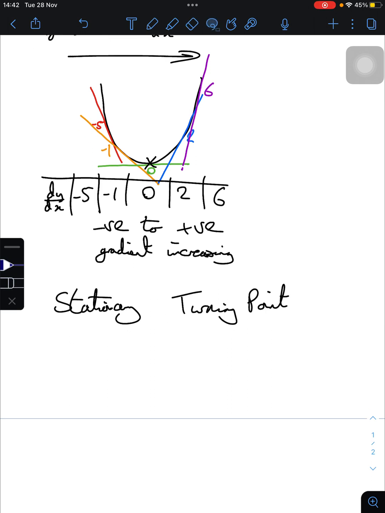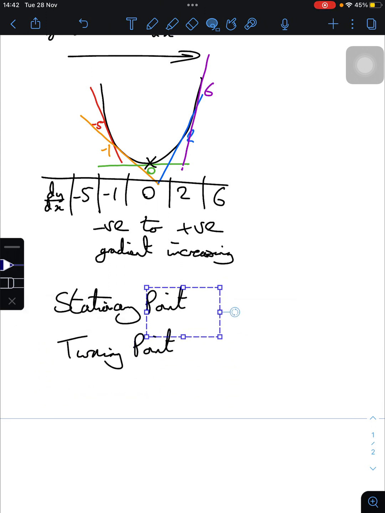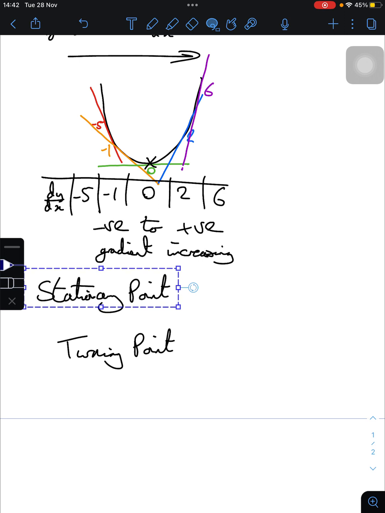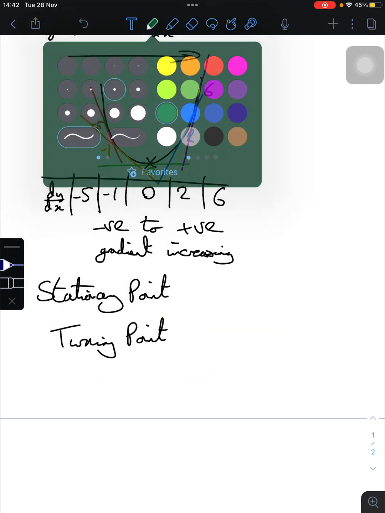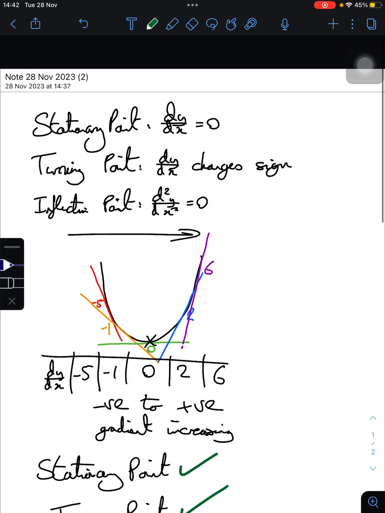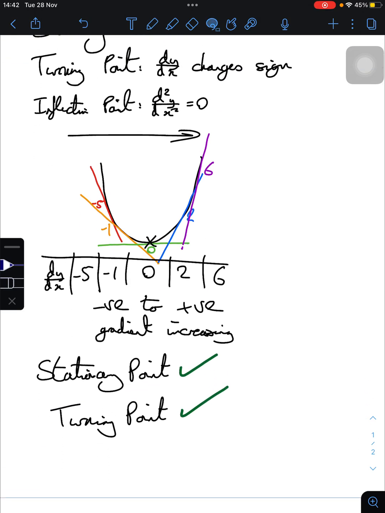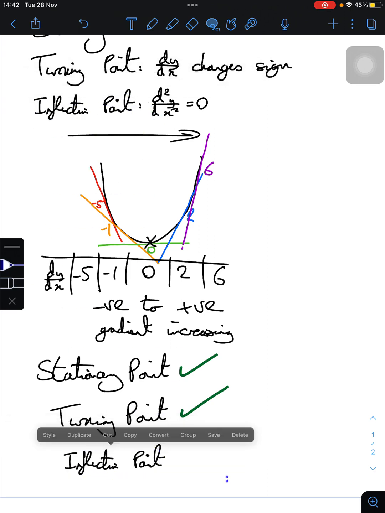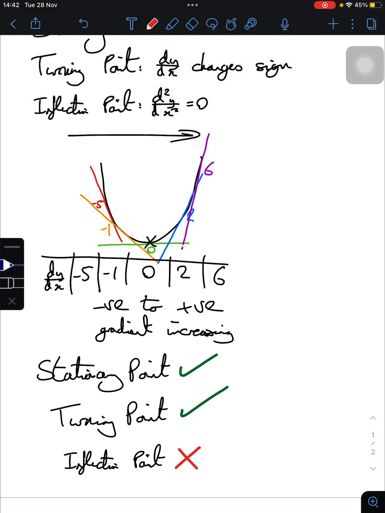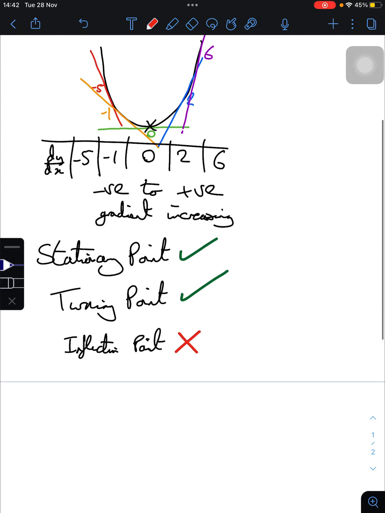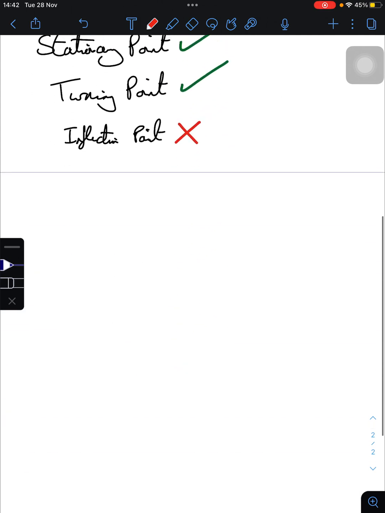Maybe it'd be best if we write them down one after the other. Stationary point, turning point. So this curve here has a stationary point. It also has a turning point, but does it have an inflection point? Nope, because throughout the whole period here, we have a curve that is increasing in gradients. Okay, let's do another case which includes another two of these curves.